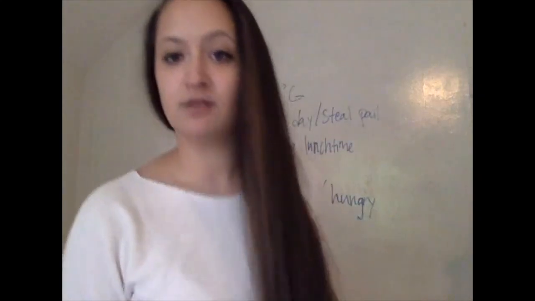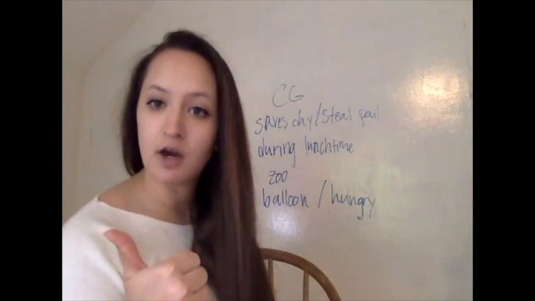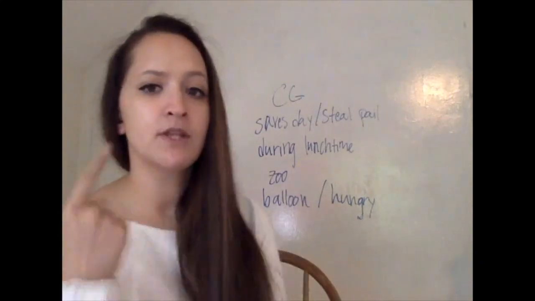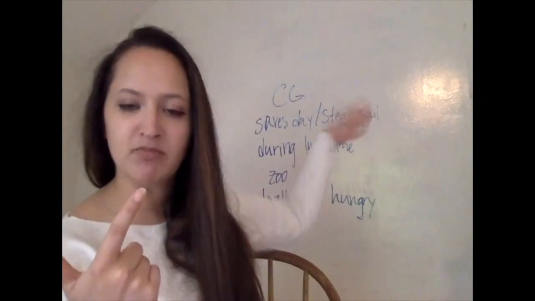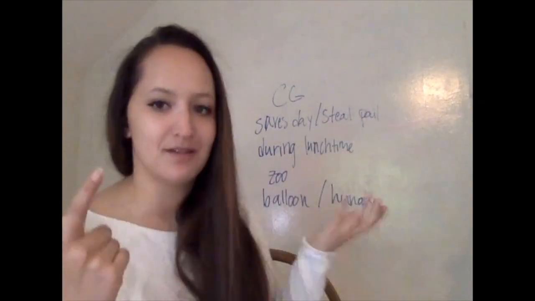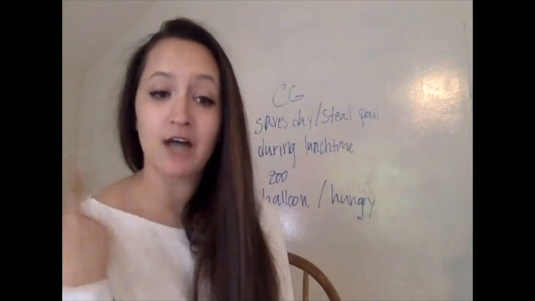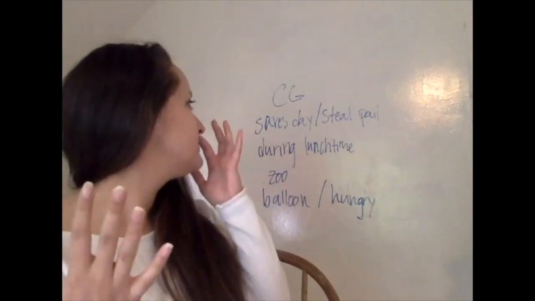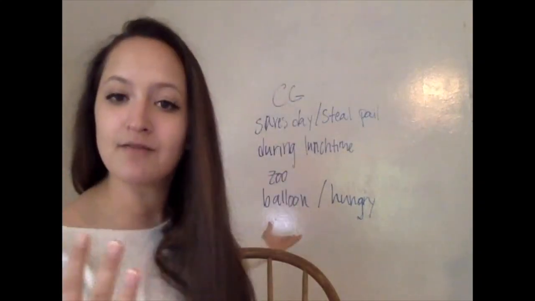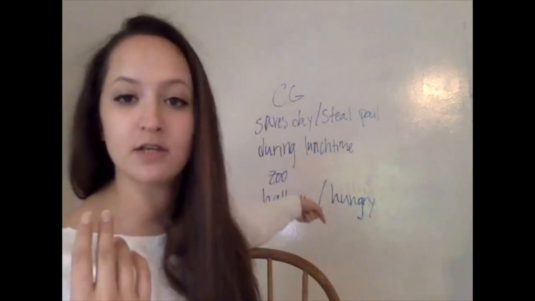For this story, our who is CG, Curious George, right? The what: he saves the day by stealing the pail of bananas. So long story short, he saves the day. During lunchtime, that's our when. Our where is at the zoo. And finally, our why: he saves the day because he ends up getting the kid's balloon back, right? But he stole the pail because he was hungry.